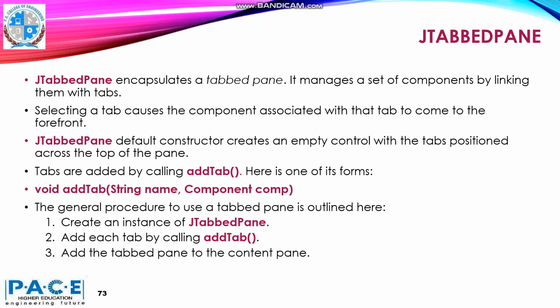Tabs are added by calling the addTab method. The addTab method takes two parameters. One is the name of the tab and the second is the component associated with that tab. The general procedure to use a tabbed pane is: first, we create an instance of JTabbedPane. After that, we add each tab by calling the addTab method. Once the tabs are added, then finally we add the tabbed pane itself to the content pane.